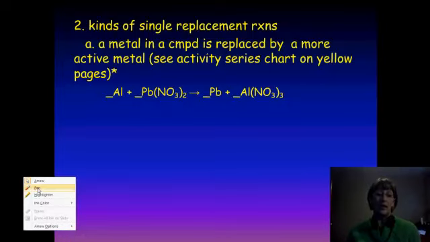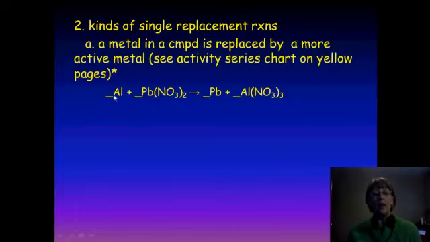Let's tell it to make a pen. And here we have aluminum plus, what is this compound? Name the first element. Name the second element. And this isn't just an element. It's a polyatomic ion, so name the polyatomic ion.